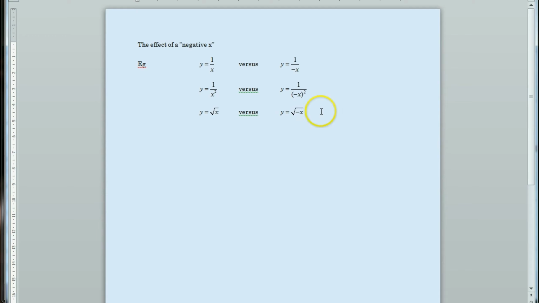Now, your first instinct here might be to say, well, we can't have this graph because we can't have the square root of a negative number. But in y equals the square root of x, obviously it's implied that we have to have positive values of x. Here, y equals the square root of negative x, it's implied that we have to have negative values of x so that a negative times a negative gives us a positive, and we can therefore find the square root of that number.